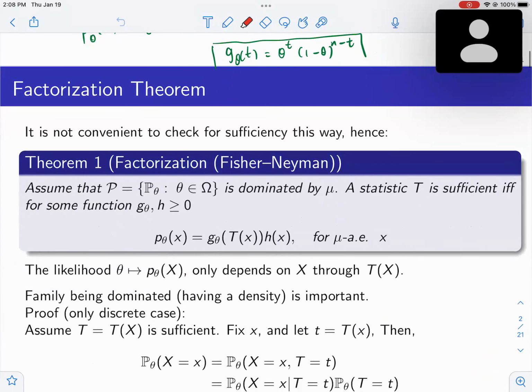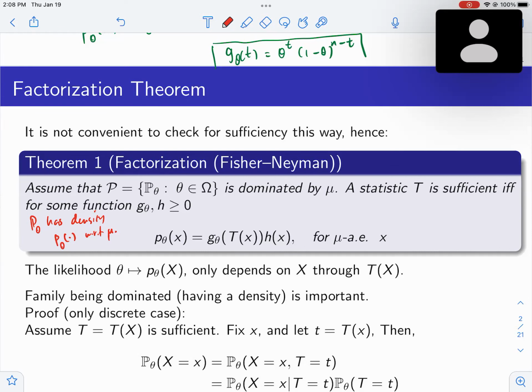And then there was a next question. Do we have to do it all the time, go through the definition? And the answer is fortunately no. There's this factorization theorem, which is due to Fisher and Neyman. What it's saying is that if you have a family which is dominated by an underlying measure, basically this means that these guys have densities, so P theta has density p theta of, let's say, X, with respect to this mu.